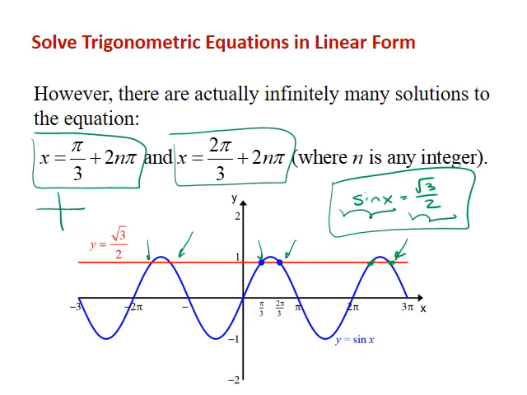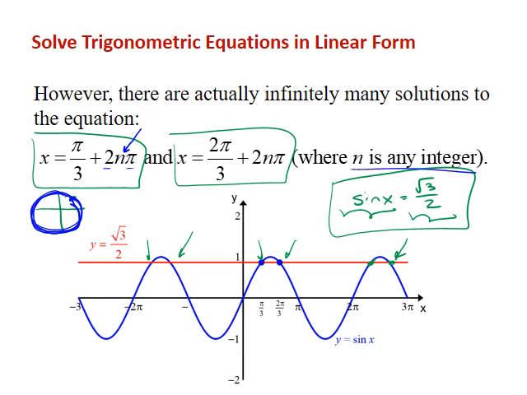So if pi over 3 is here, then if I make one full revolution around the unit circle, I will get back to pi over 3. And one full revolution is 2 pi. If I make another one, I'm back. Another one, another one. So what this means is I can get back to pi over 3 with an infinite number of full revolutions around. And that's what this n represents.